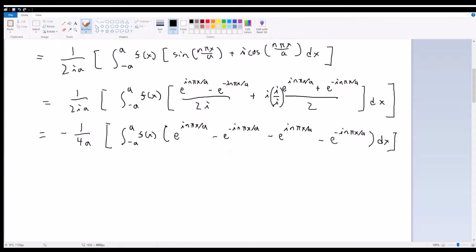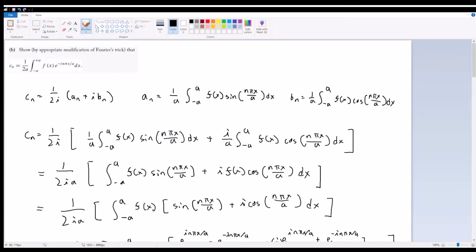So what do we have? We have these two positive e to the i n pi x over a terms, so this term cancels out with this term automatically. These two make negative 2. What we have left is 1 over 2a, because I'm factoring the 2 out and also the negative out, times the integral from negative a to a of f of x times e to the negative i n pi x over a dx. And if we look up above, this is exactly what we wanted to get from this problem.